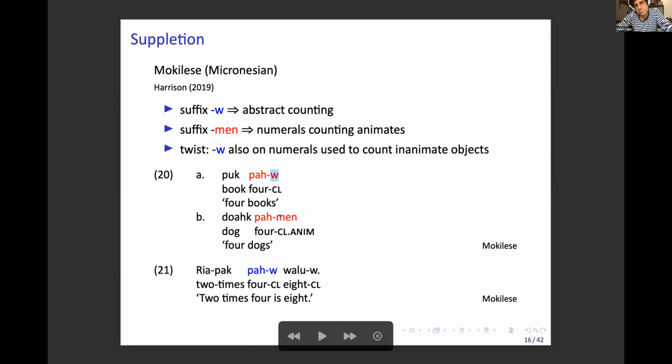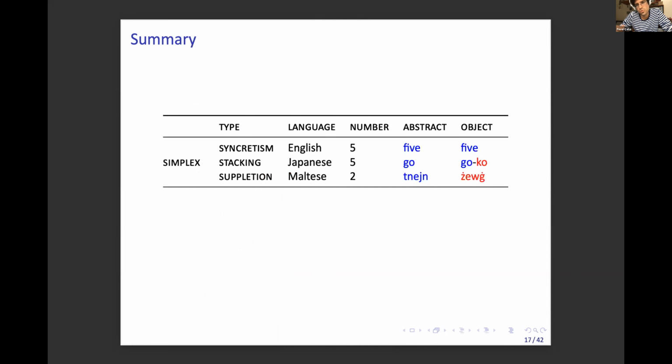Nevertheless, what we want to capture here is that this additional classifier man does not come on top of the w, as it, for example, could in Veraa and so on. So we call this a suppletive pattern as opposed to a stepping pattern. Okay. And so to summarize, these are the patterns.